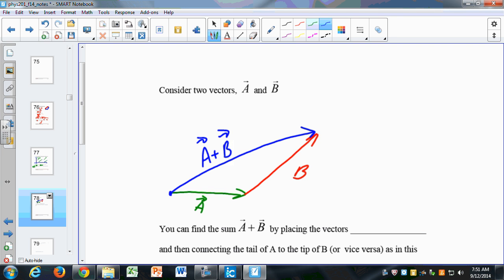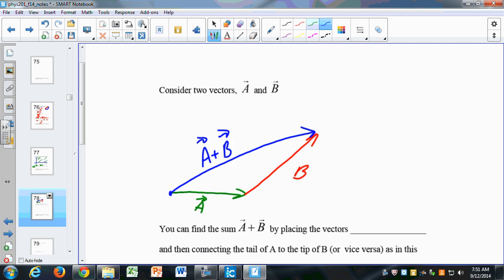And again, if you forget how to do the graphical method, just think back to our displacement vectors. As long as I start at the first point and end at the final point, no matter if I go this way or if I go this way, these two vectors are going to be the same. But I always start at the beginning, that is the first vector that's listed, and then I end at the second vector that's listed, A plus B.